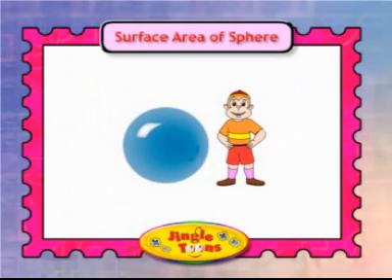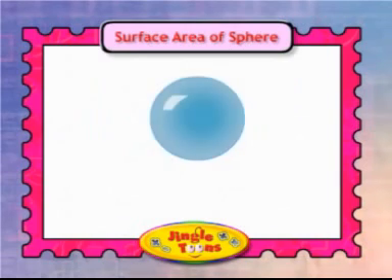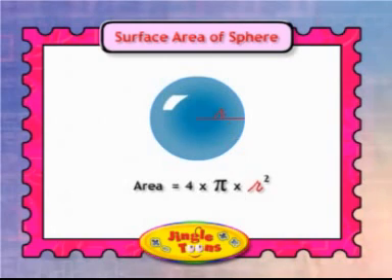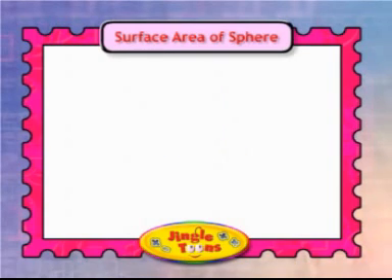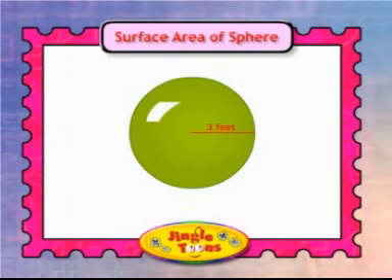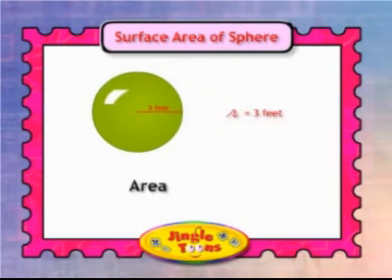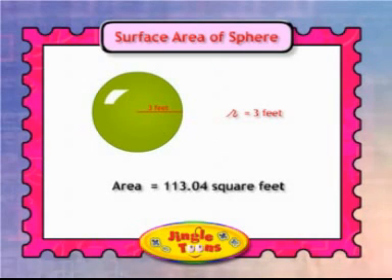Surface area of sphere. The formula to find the area of a sphere with radius r is area = 4 × pi × r². If you want to find the area of a big sphere with the radius of 3 feet, you will have to do this. Area = 4 × pi × r². Thus, area = 4 × 3.14 × 9. Therefore, area = 113.04 square feet.